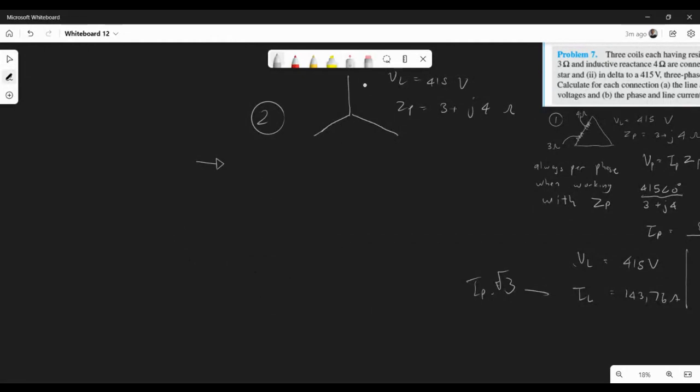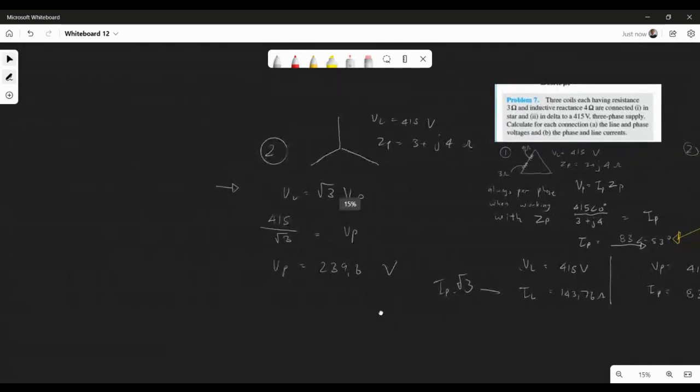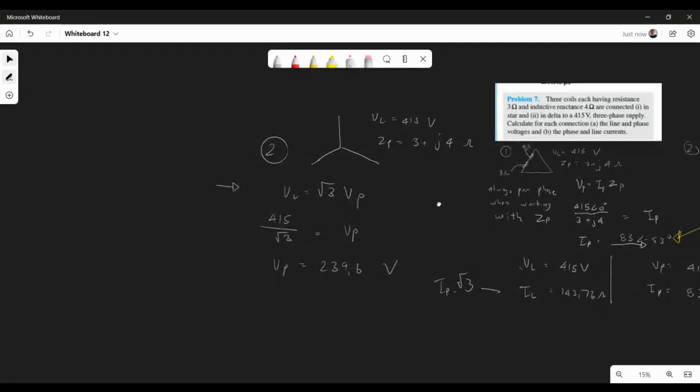So for a star system, our line voltage is √3 times the phase voltage. So the first thing would obviously be 415 divided by √3, and we can get our phase voltage. We get an answer of 239.6 volts, right?